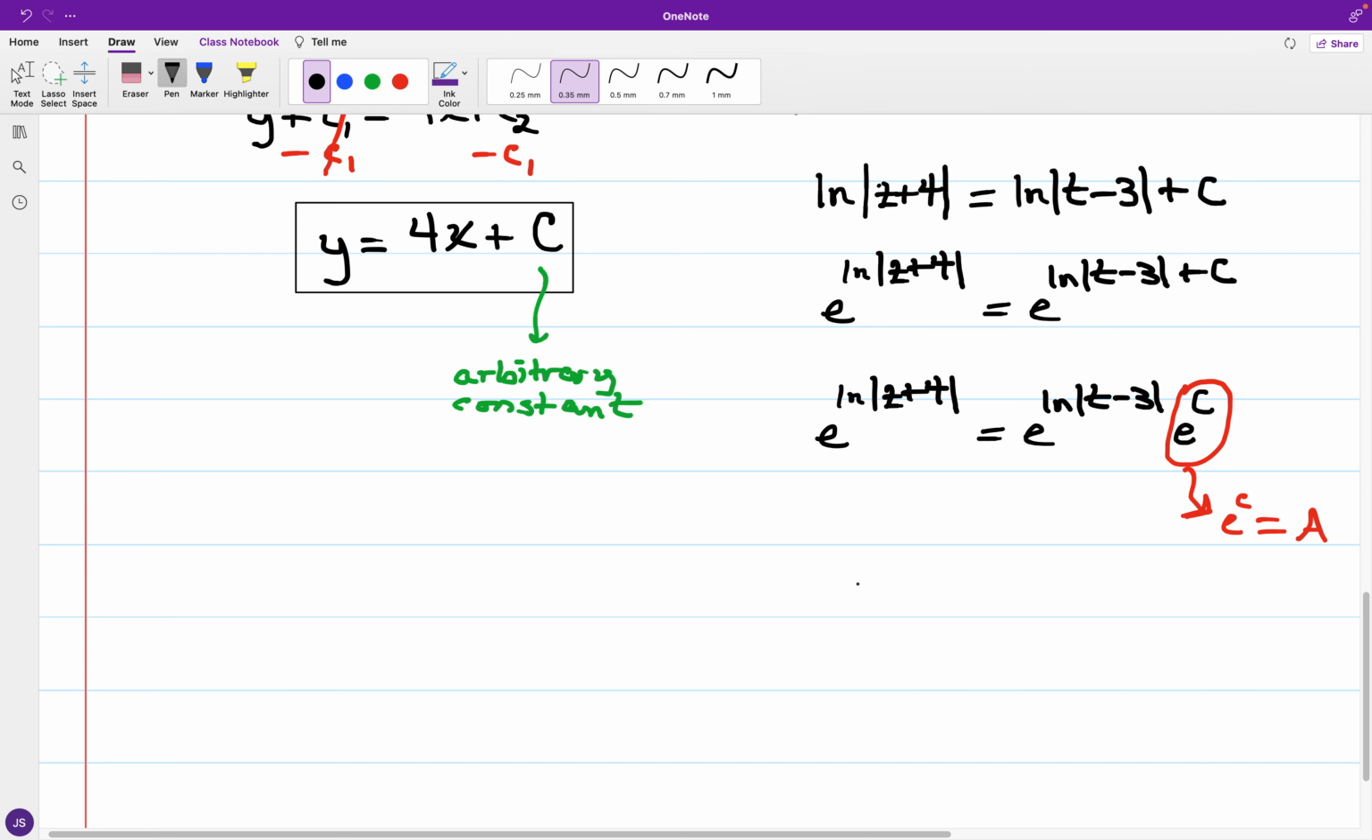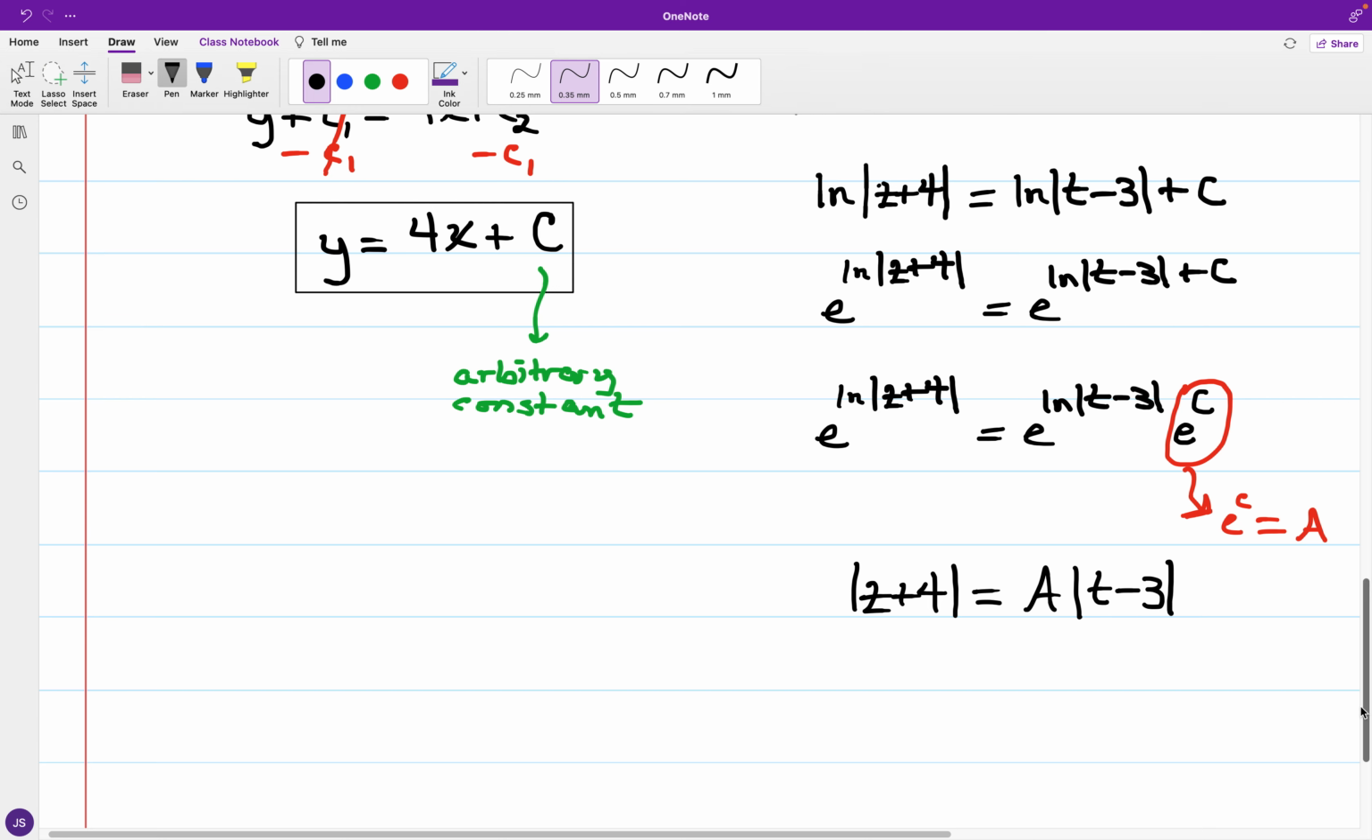So for e to the natural logarithm of the absolute value of z plus 4, e and ln will take care of each other. So this will go to the absolute value of z plus 4. And we have e to the natural logarithm of the absolute value of t minus 3. This will go to the absolute value of t minus 3. E to the c again we have going to a. And performing the commutative property of multiplication, we have a times the absolute value of t minus 3.